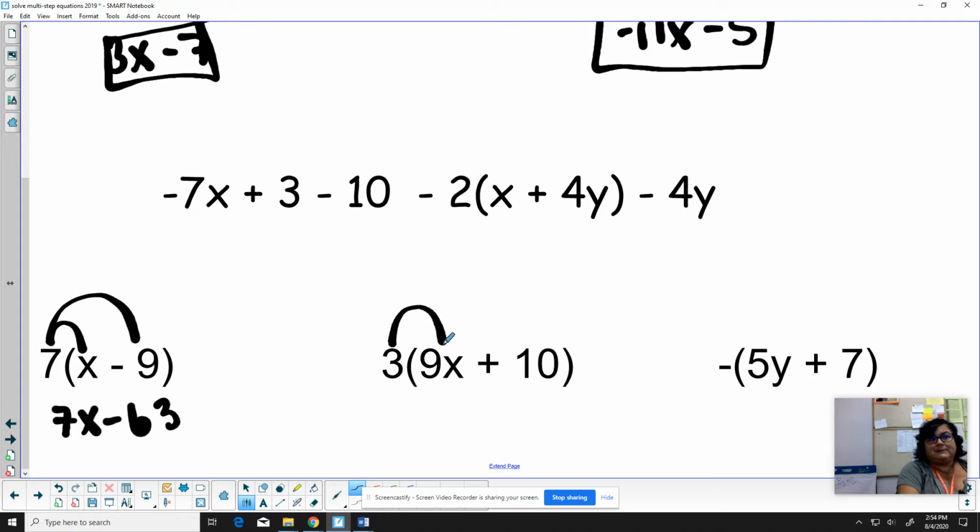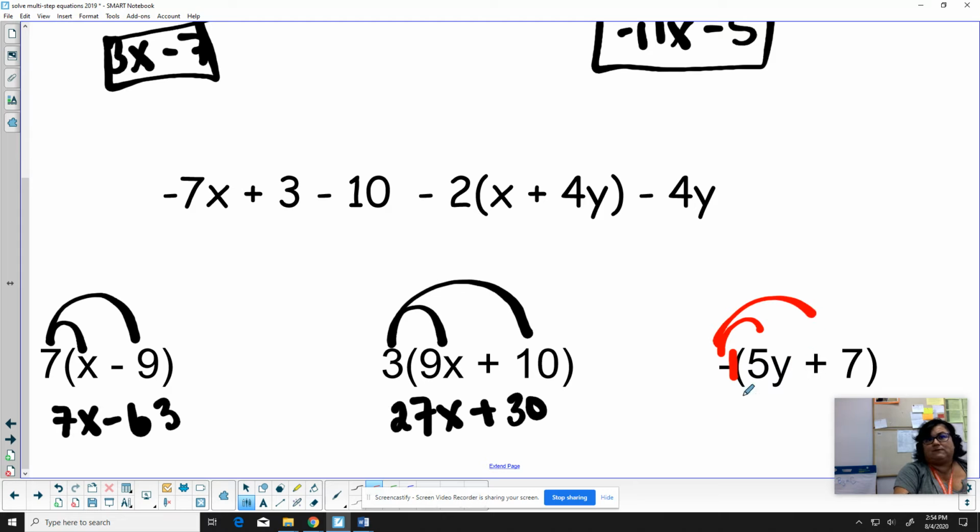Okay, 3 times 9x is 27x. And 3 times positive 10 is positive 30. Because that has an x and that doesn't, you're done. And then here, there's a magical or implied 1 right here. So I'm doing negative 1 times each of them. So this is negative 5y and negative 7. That one has a y, that one doesn't, so you're done.